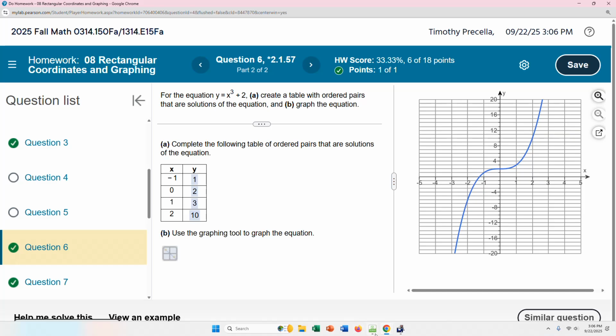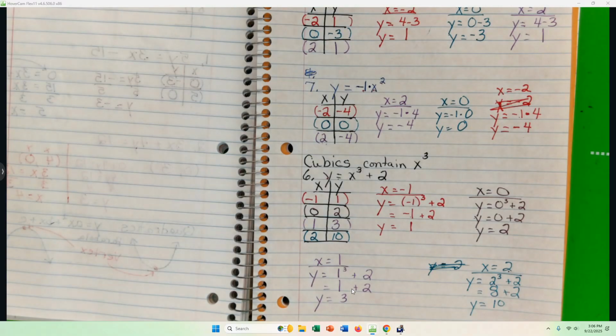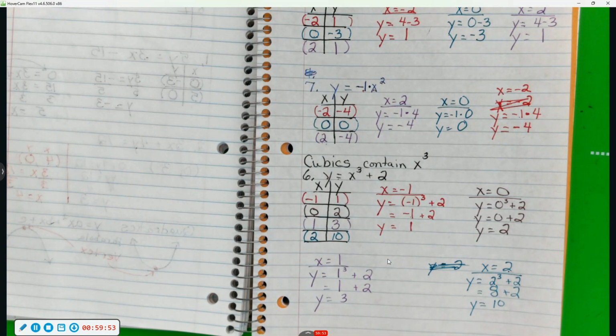Okay, we have two more things we're going to do. Only one more graphing tool.